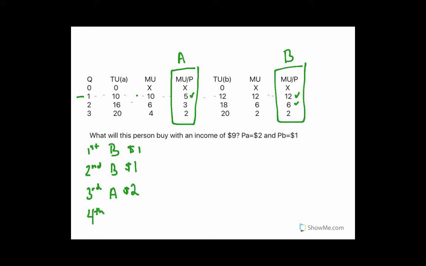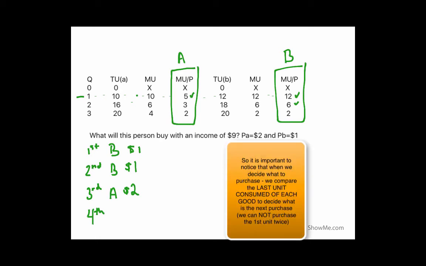We can either, at the quantity of 2, A will give us 3 satisfaction utilities, or B, at a quantity of 3, will give us 2. So again, the 3 is higher. So the person's going to choose bundle A at a price of $2. So let's move on to the fifth.